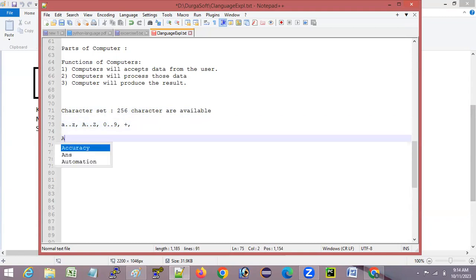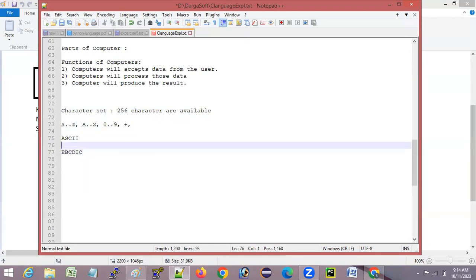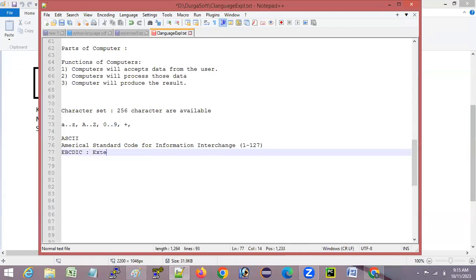And they have been divided into two types. One is ASCII, another one is EBCDIC. ASCII is American Standard Code for Information Interchange. How many characters will it take? From 1 to 127 characters. And EBCDIC is Extended Binary Coded Decimal Interchange Code. It will take 128 to 256 characters, right?